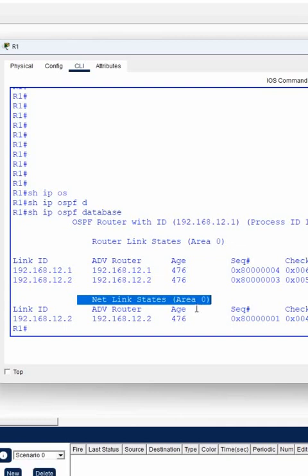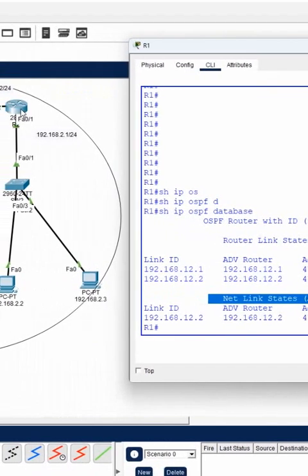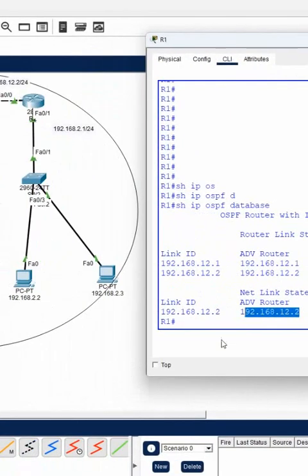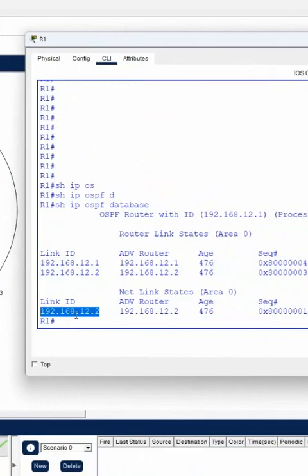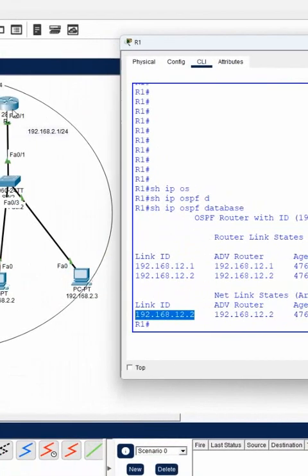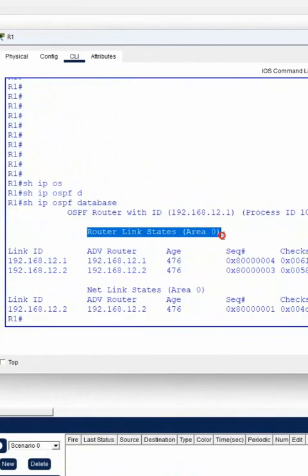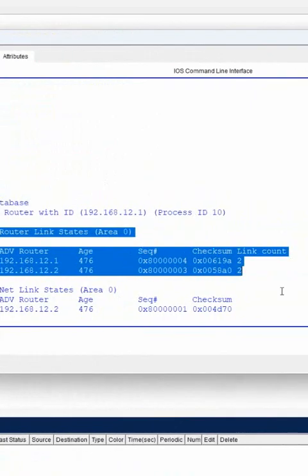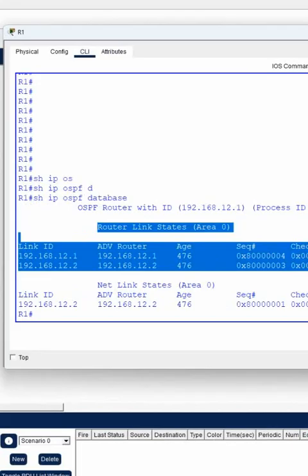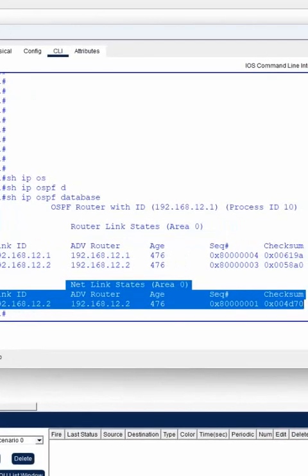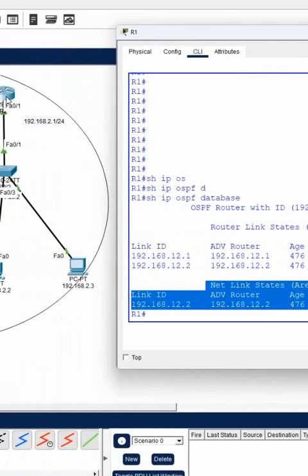So we need to say here network LSA is generated by DR. Why? This guy is a DR and you can see this IP belongs to this guy only. And this one is the link ID, that is the router ID. So this guy only. So in simple terms, what we need to remember, LSA1 is also known as router LSA, generated by all the routers within the area. We have the network LSA generated by only DR. So this guy is a DR.